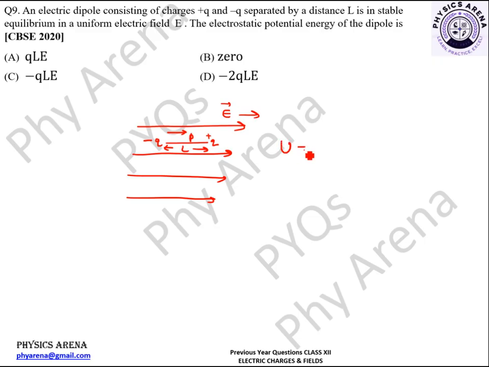So we know that U is equal to minus P vector dot E vector. And when we open it, minus PE cos theta. And here theta is equal to 0 degree because E and P both are in the same direction. So it will be equal to minus PE. And P is charge of the dipole multiplied by length, and here length is L, not 2L. So we'll be writing it as minus Q L E. And this is the value of the electrostatic potential energy in the stable equilibrium. So from the given options, option C is correct.